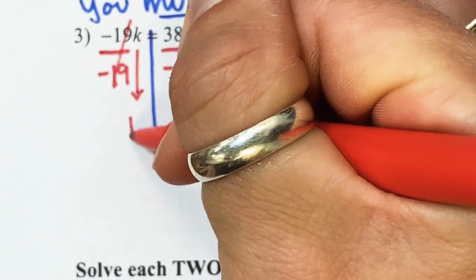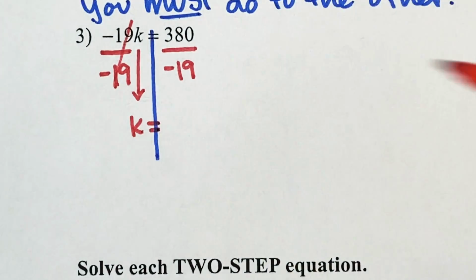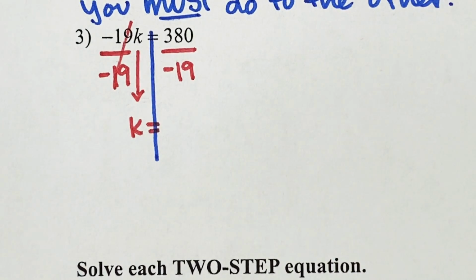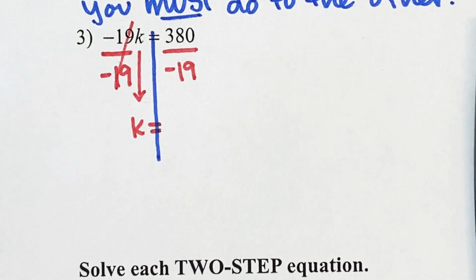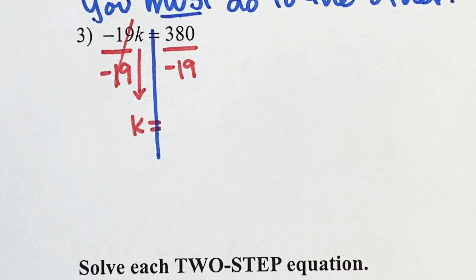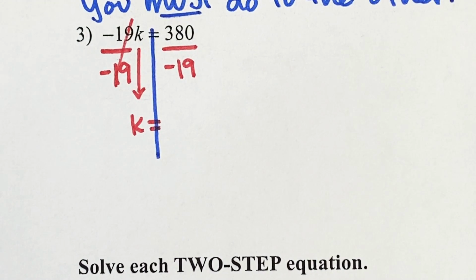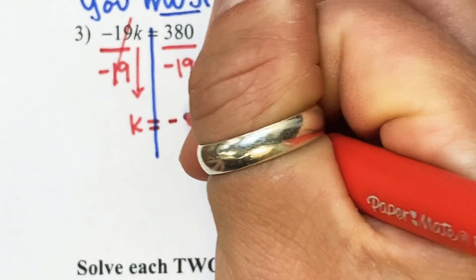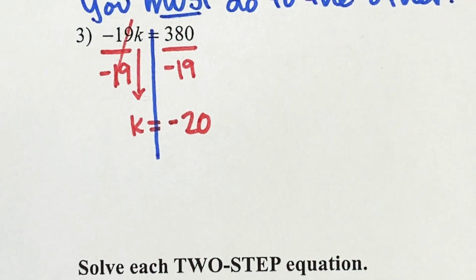Okay, bring down your k equals, okay, I'm gonna have to use a calculator because I don't know that in my head. It's totally fine for you to use a calculator as well. So now we have 380 divided by negative 19. A positive divided by a negative is going to give me a negative. In this case, it's negative 20.